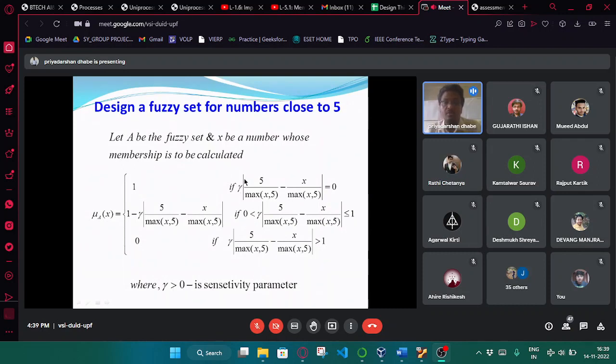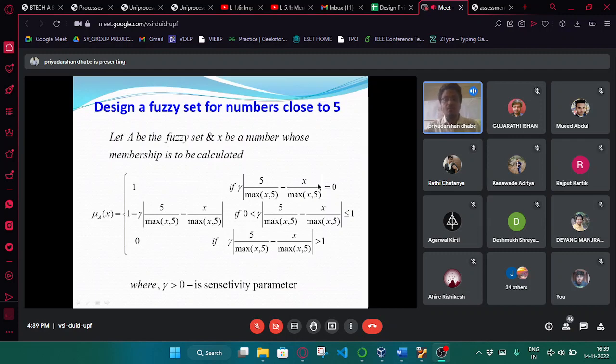After gamma, we are having one absolute value. Now see that if I have input x equal to 5, then maximum of 5 comma 5 will be 5. So 5 by 5 becomes 1. Similarly over here, 5 divided by max of x comma 5 will be 1 by 1. So 1 minus 1 comes out to be 0. 0 multiplied by gamma comes out to be 0.